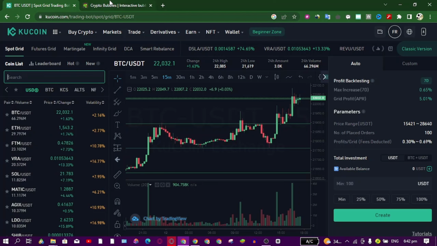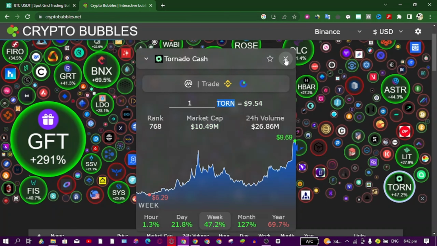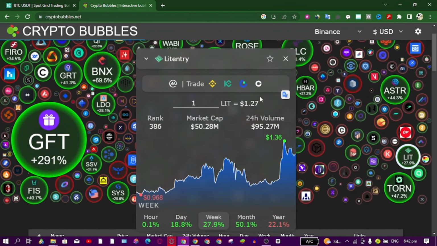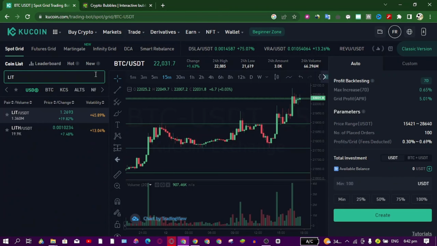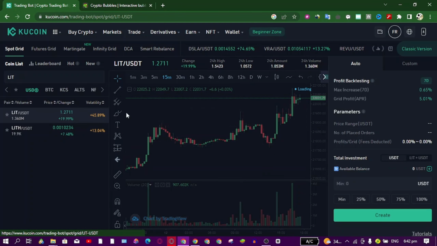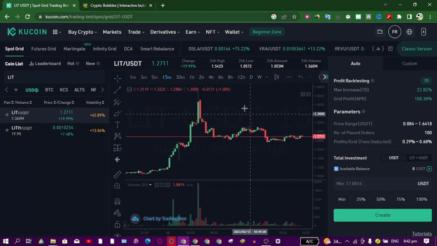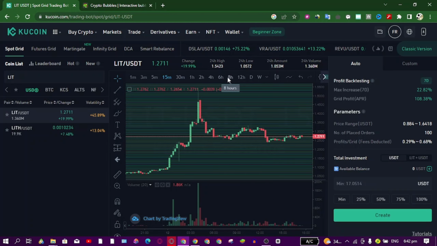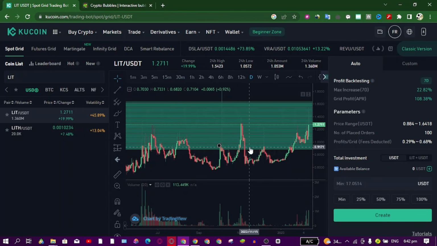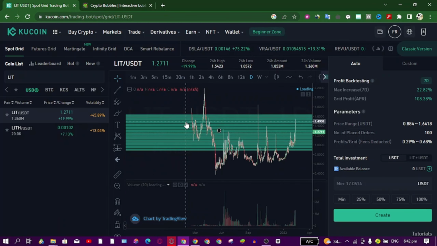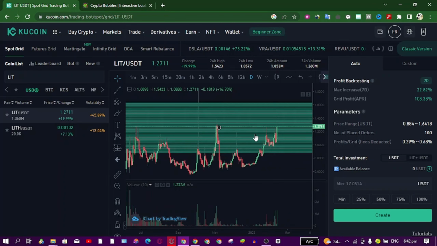Okay, there is no Tron in this grid market. Let us select Lit, LIT. Okay, let us go to a day and see how the coin looks. As you can see, you will see how the coin is going.